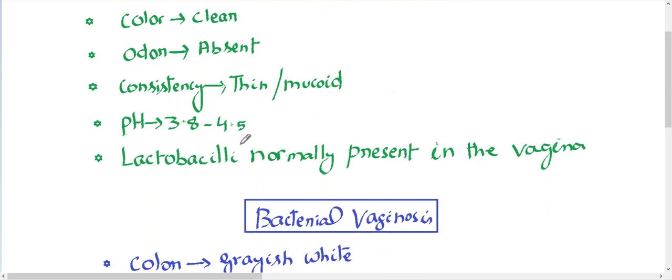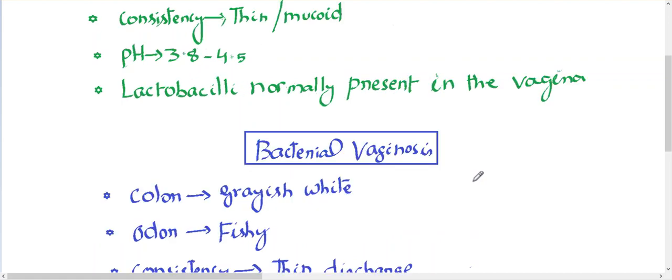Lactobacilli are normally present in the female genital tract and they produce lactic acid. That lactic acid will decrease the vaginal pH, that will lower the vaginal pH, and that will inhibit the sexually transmitted pathogens.